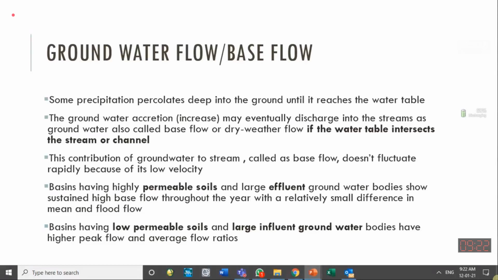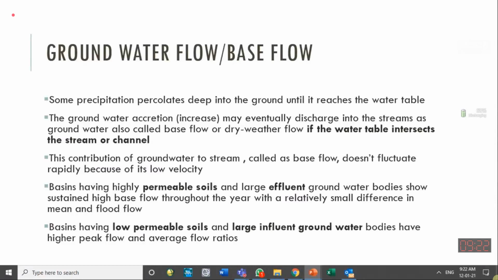If this is the ground surface and this is the groundwater table surface, if they intersect, streams will be visible on the ground. And then they move as a channel flow. So that is actually making the base flow in the channels. This contribution of the groundwater to the stream is called base flow and does not fluctuate rapidly. It fluctuates, but it does not fluctuate rapidly. Groundwater surface does fluctuate over the months.